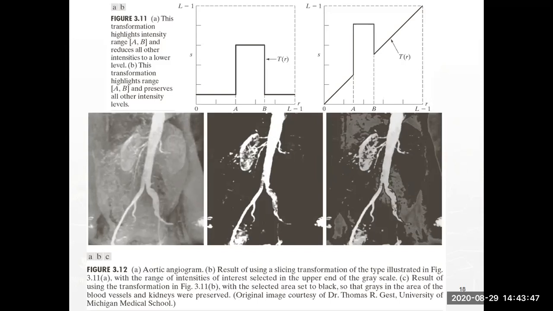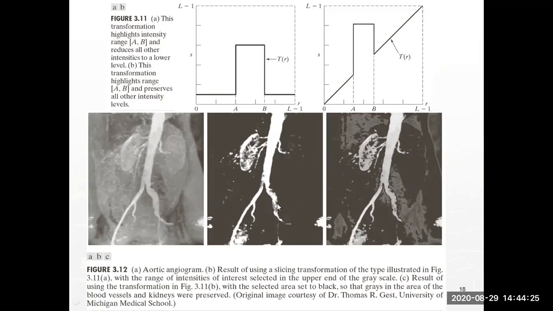So it is called the slicing transformation technique. So in B, what happened? Complete black, complete white. That means before A and after B, complete black. And in between A and B, we are highlighting only the blood vessels. So if you want to observe only blood vessels, the image will be like that. Next, what about C? C is the result of using the transformation with the scaled as block code. So the gray area of the blood vessels and kidneys was protected. So the original image is the same.